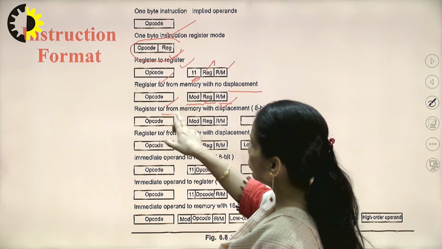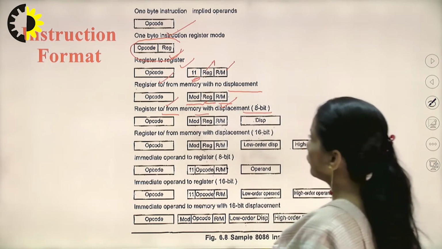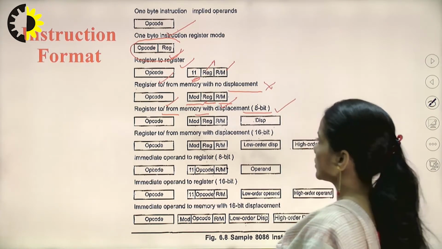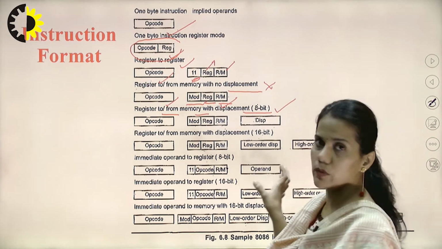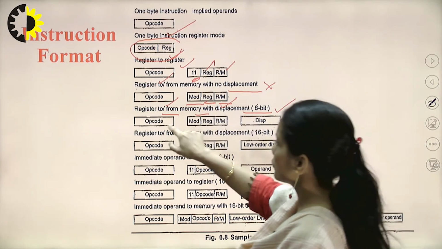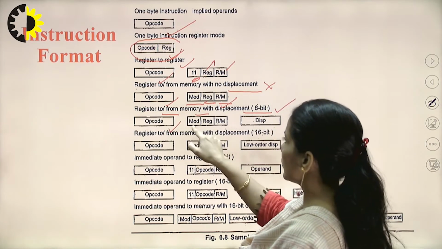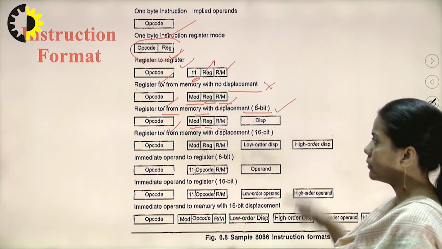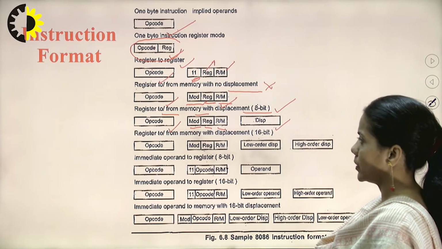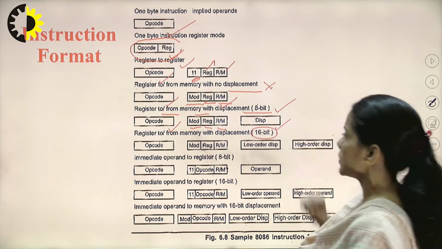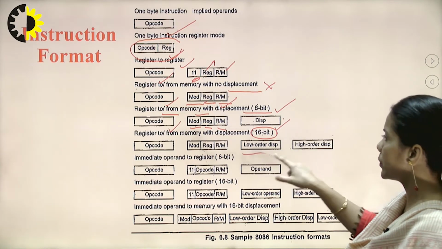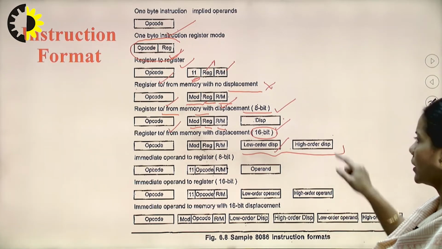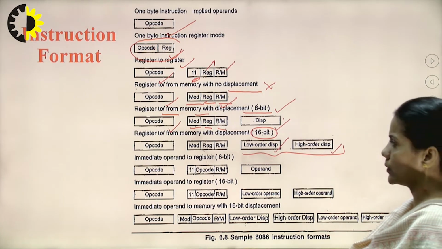Then register to or from memory with displacement of 8 bits. So there was no displacement earlier. Here it is the displacement of 8 bits. So 1 more byte will be consumed for displacement. First byte represents opcode, second byte represents mode, register and register or memory pointer, and third byte represents displacement. If there is 16 bit of displacement, then this displacement is replaced by 2 bytes of displacement. The first byte is for the lower order displacement and the last byte is for the higher order displacement.